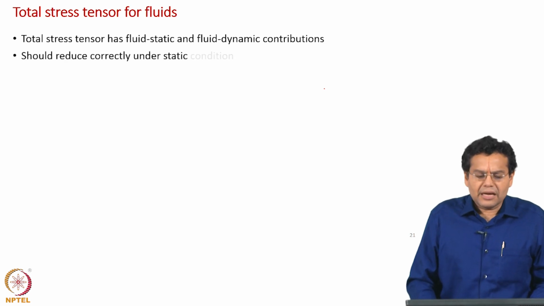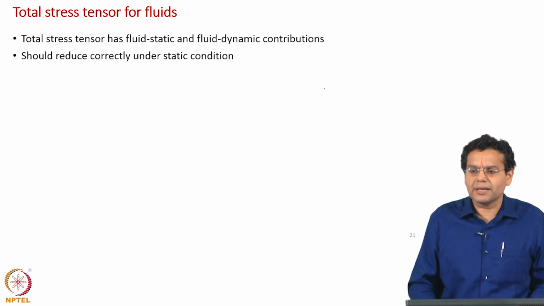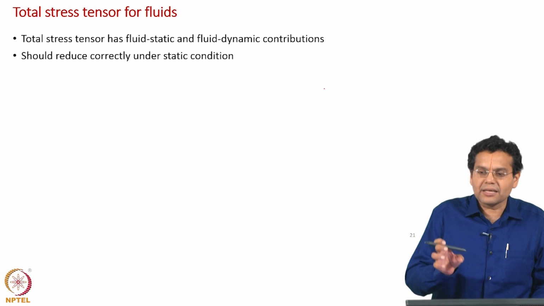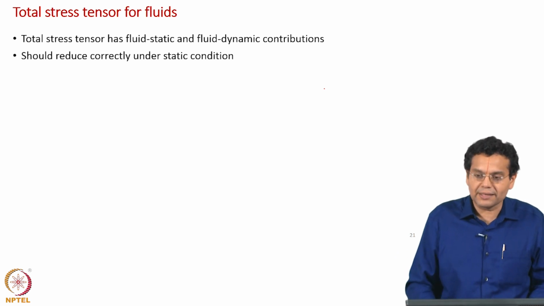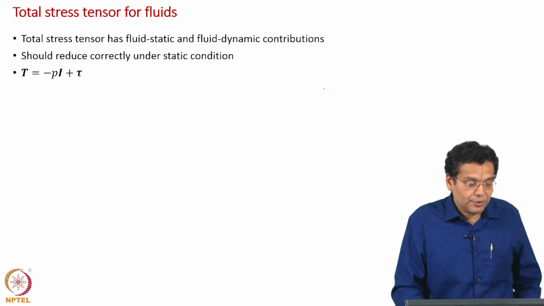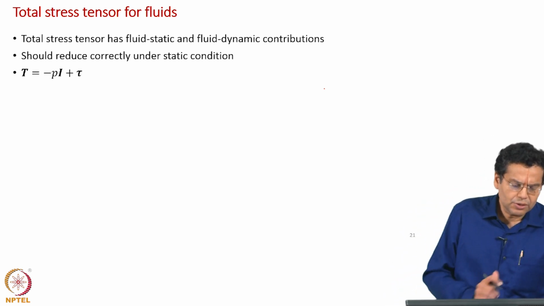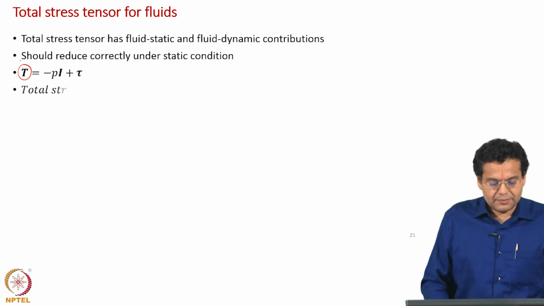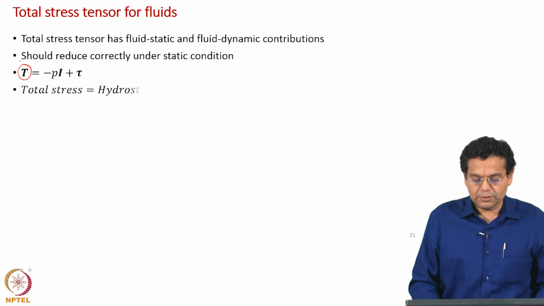Now it should reduce correctly under static condition. We have two components. So one should vanish when the fluid is not moving, and only the static component should remain. That should be taken into consideration. So how do we represent the total stress tensor? Let me show the next line also.